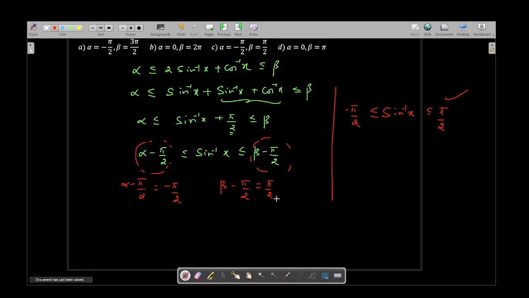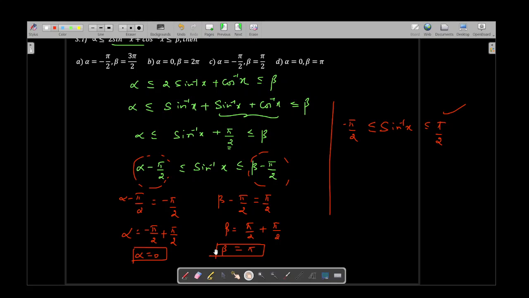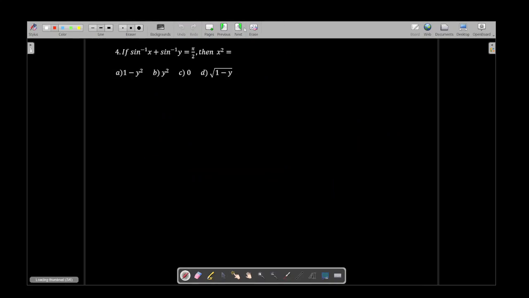So now we can find the value of alpha and beta. At what value of alpha does this equation become minus pi by 2? It is 0. Or you can write alpha is equal to minus pi by 2 plus pi by 2. So alpha is 0, and beta is equal to pi by 2 plus pi by 2, which is pi. 90 plus 90 is 180. So option D, alpha is 0, beta is pi. Let's move on to the next problem.